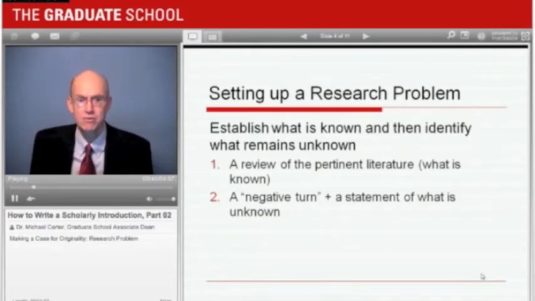To establish an unknown, you need to do two things. First is to show what is known, and the second is to identify what remains unknown. In this part of the introduction, what that means is to review the pertinent literature, that is what is known, and then to state what is unknown, that is the research problem. And to do this, you have to use what I call a negative turn.